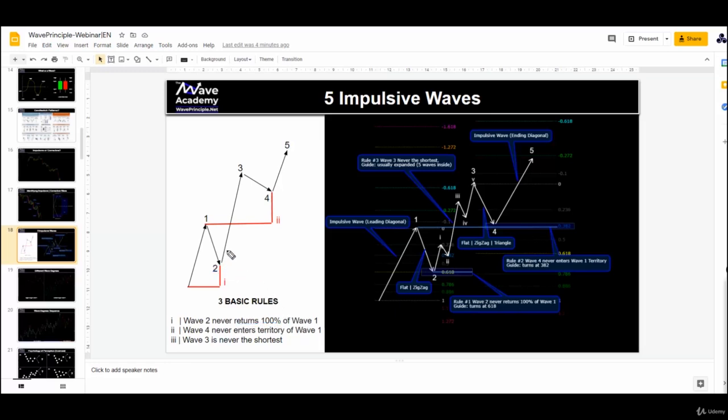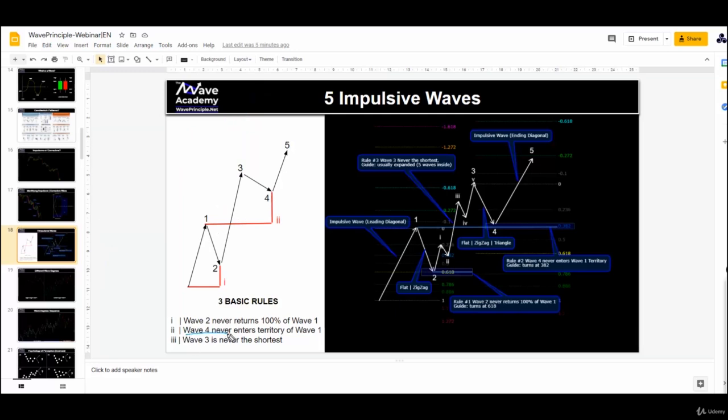The second rule is that wave 3 is never the shortest. If we have a movement like this, it cannot be 3 because it's too small compared to wave 1 and wave 5. In this case, we can consider this to be our waves A, B, and C to go down for a new low. That's the difference. If it's like this, it may do ABC but break a new high, and it came down for a movement like that. So that's one of the main rules that we sometimes forget. Wave 3 cannot be the shortest.